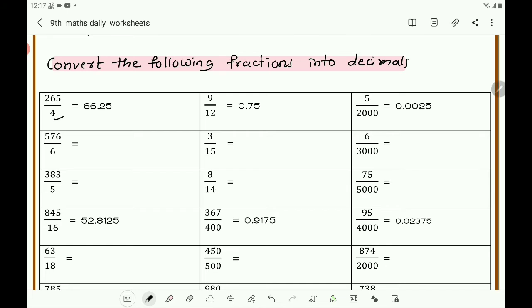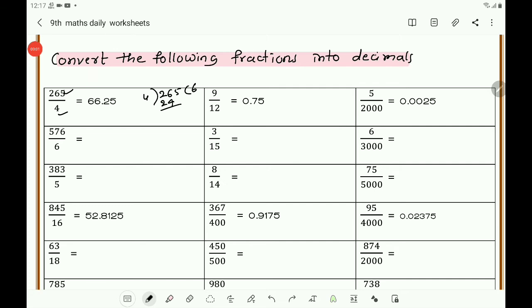In that case, you divide 265 by 4. You know the method of dividing one number by another number, that is 265 by 4. How will you divide? Here you divide 265 by 4. Then you know that 2 is smaller than 4. So you take 26. 4 6s are 24. 6 minus 4, 2. 2 5, 25. Again 4 6s are 24. 1. 1 is smaller than 4. You take 0 here and put the point here.